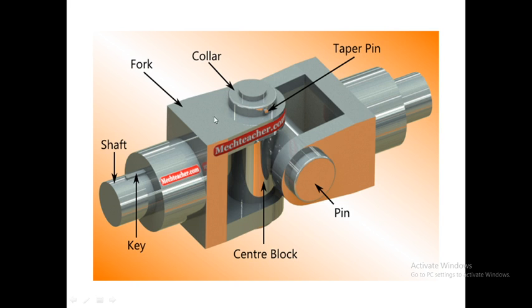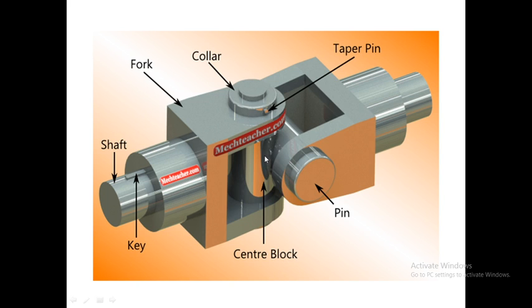Then the second part is the fork. This is the vertical fork, and similarly we have a horizontal fork. So the second part, the fork, is present in two quantity: one vertical and the other horizontal. Now in order to connect the vertical fork with the horizontal fork, we use the third part, that is the center block. You can see the center block pointed out here. This part at the center is nothing but the center block.